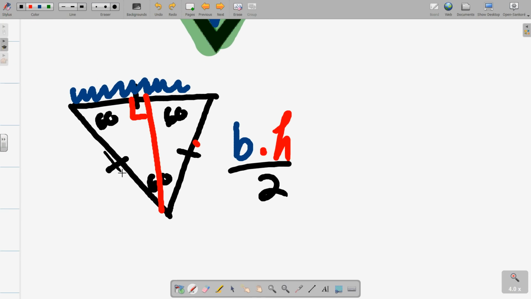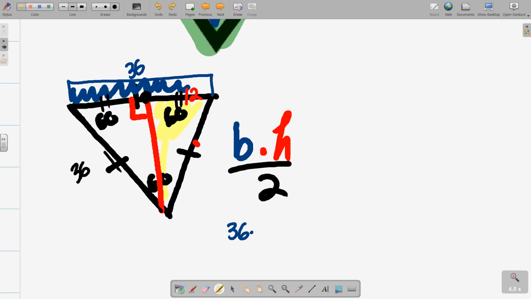So if this is 36 on this side, this is 36 right here. So I just found my base. My base is 36. Problem is, I don't have my height. But I do know that this height, if it's equilateral, is going to split the base in half. So this edge right here is going to be 18.